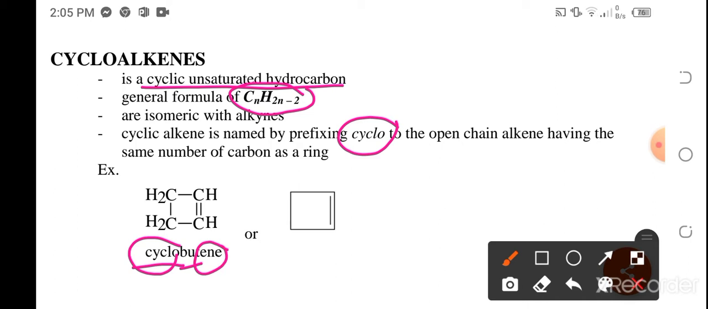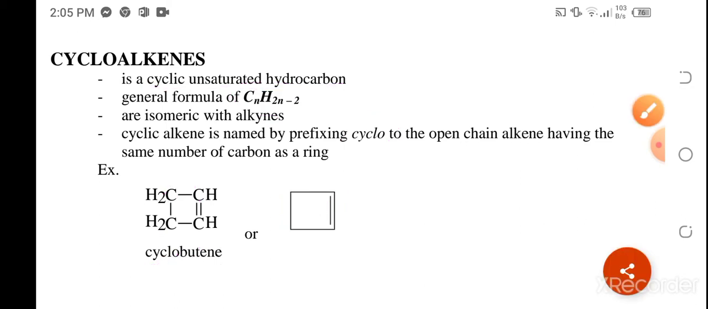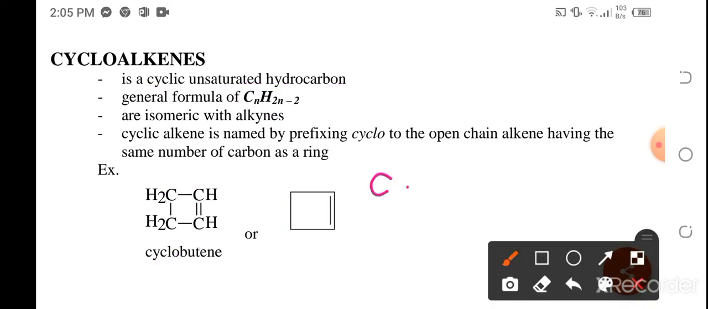So it could be written as this structure. So you have CH2, CH double bond CH, and then CH2 in a cyclic formation. Or this could also be written as a square with a double bond on this side. Counting the number of carbon atoms, you have 4, so C4, and as expected it should follow the CnH2n minus 2, so that is 4 times 2 is 8, minus 2 is 6.